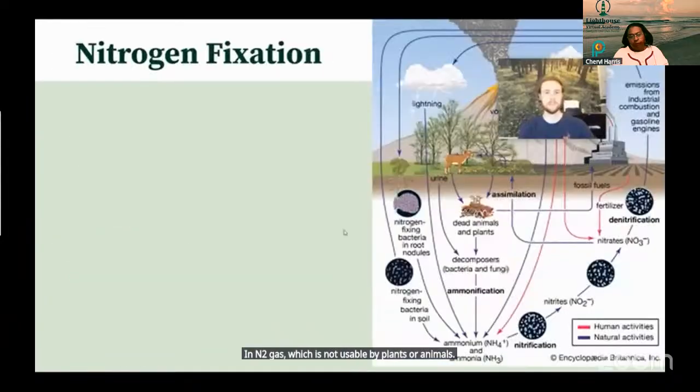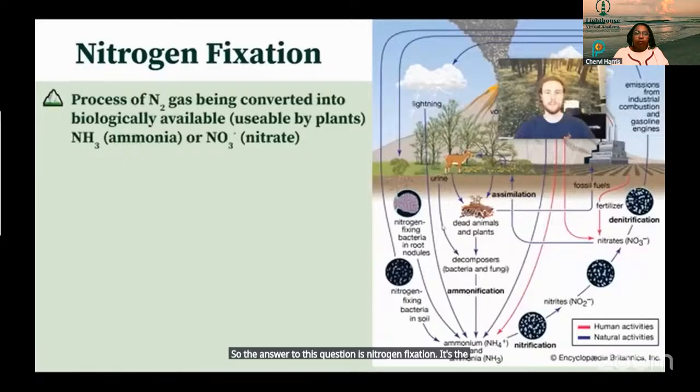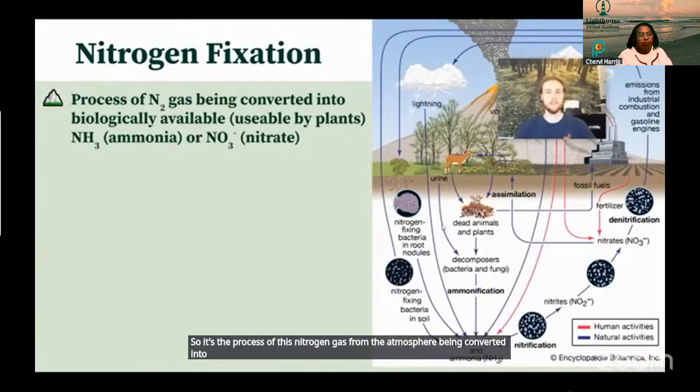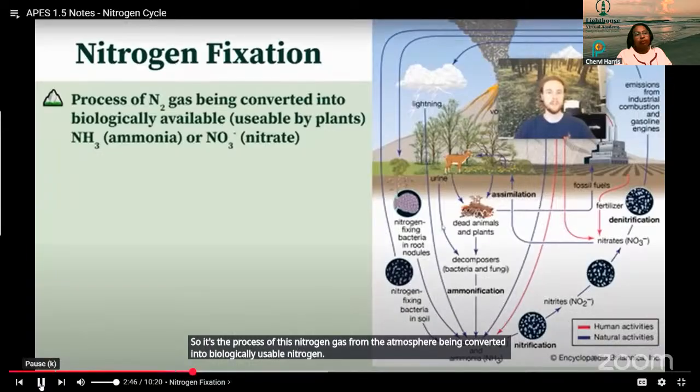So the answer to this question is nitrogen fixation. It's the first step in the nitrogen cycle, and it is the most critical for life on Earth. It's the process of nitrogen gas from the atmosphere being converted into biologically usable nitrogen, which is a form that can be taken in.